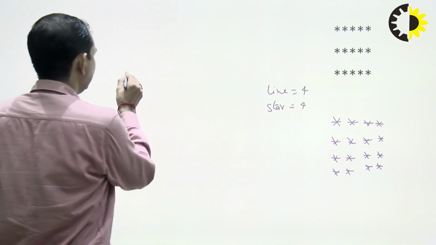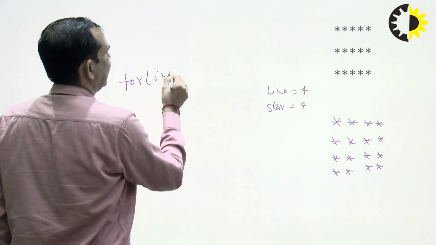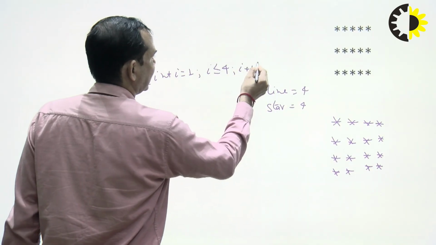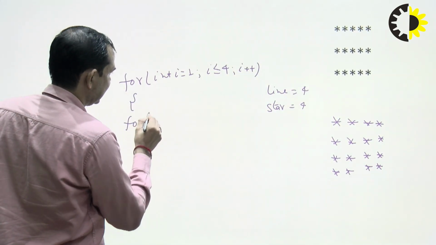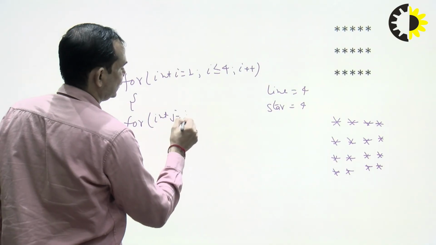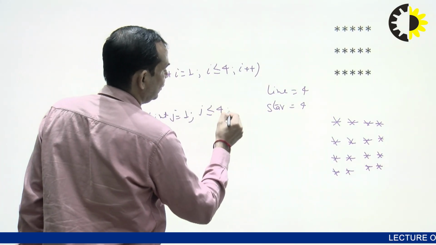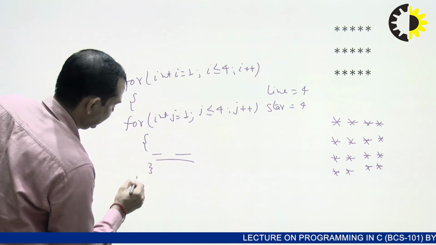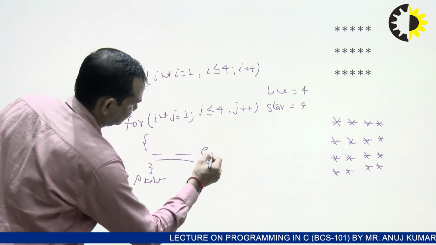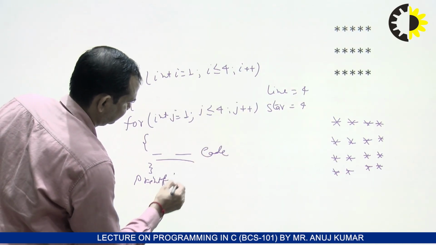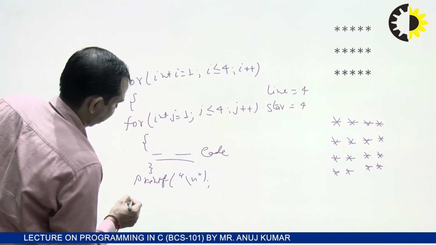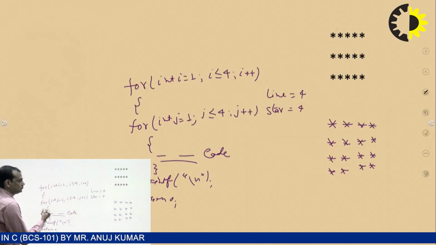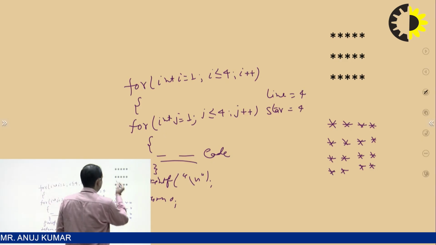So in a simple way, we use a loop: int i equal to 1, i less than or equal to 4, i plus plus. Inside this, again use another loop: integer j equal to 1, j less than or equal to 4, and j plus plus, and what we want to execute we put here. Clear?